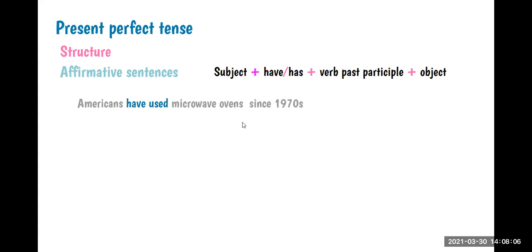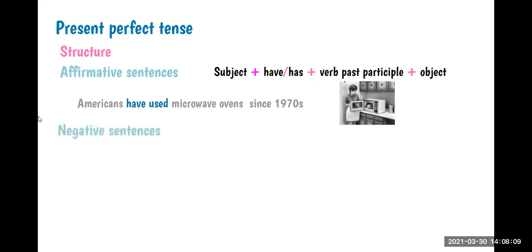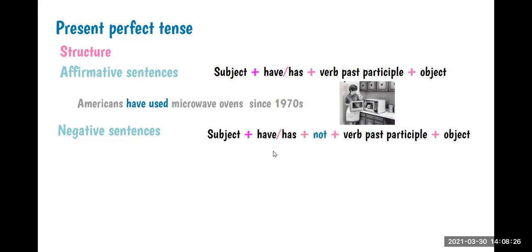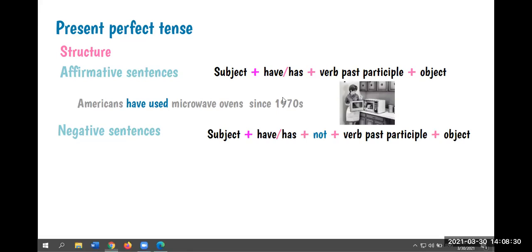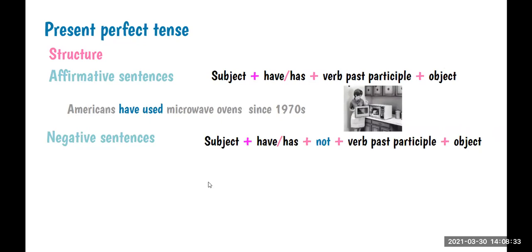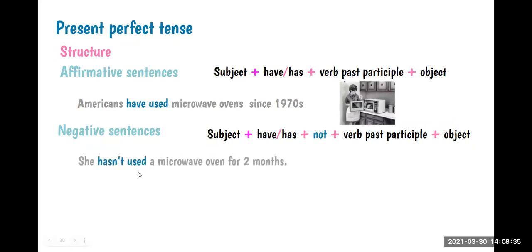Okay, then we have the negative sentence. What is the structure of the negative sentence? What do we need to change to make the sentence negative? Haven't or hasn't. Yes, exactly. The only thing we need to change is the auxiliary verb in the negative form, right? We can say have not, has not, or haven't or hasn't. And the rest of the structure is exactly the same, right? For example, we can say she hasn't used a microwave oven for 2 months.